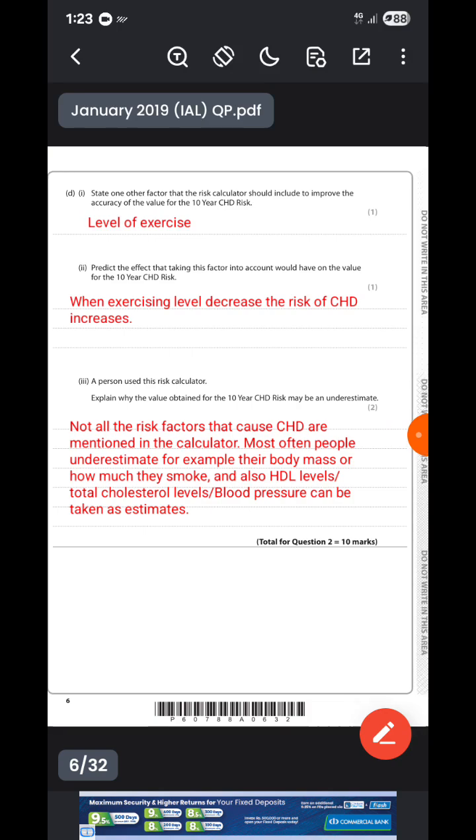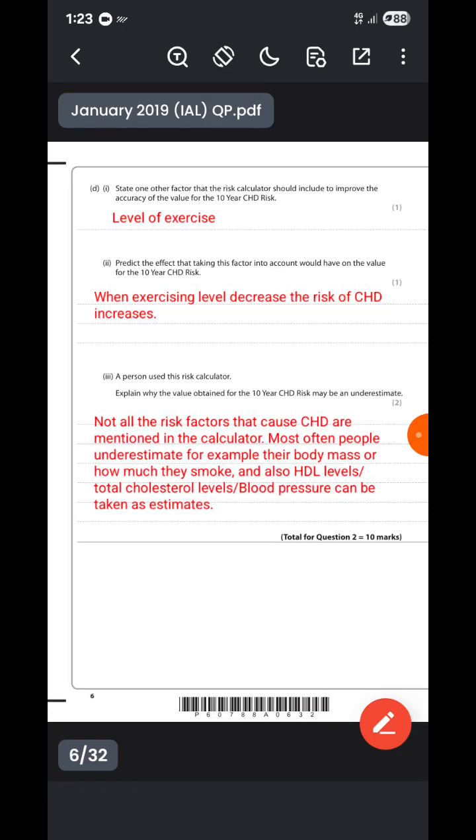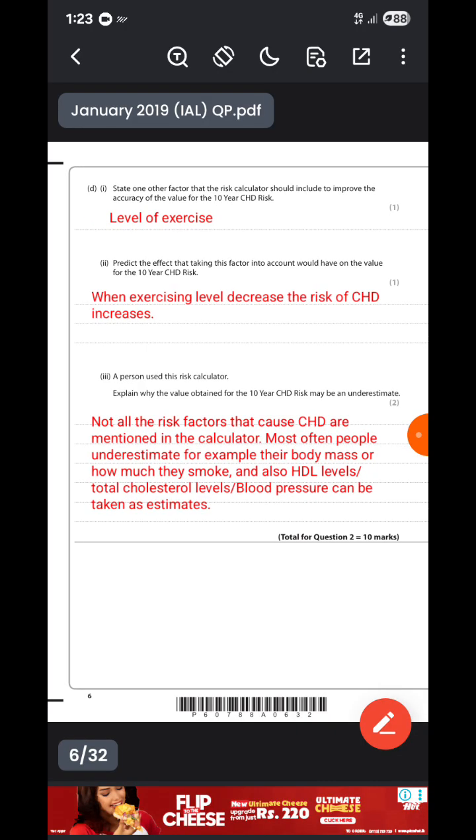Then Roman numeral 2, predict the effect that taking this factor into account would have on the value for the 10-year CHD risk. So as I wrote level of exercise, I wrote when exercise level decreases, the risk of CHD increases. So if you wrote something else, for example salt intake, you can write if the amount of salt taken by a particular person increases, then the risk of CHD will also increase. Since they have given us only 1 mark, we can stop there.